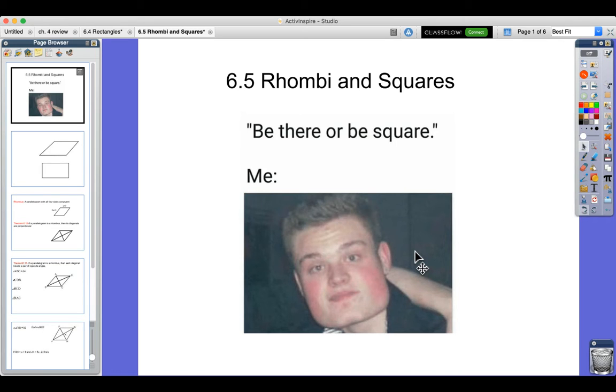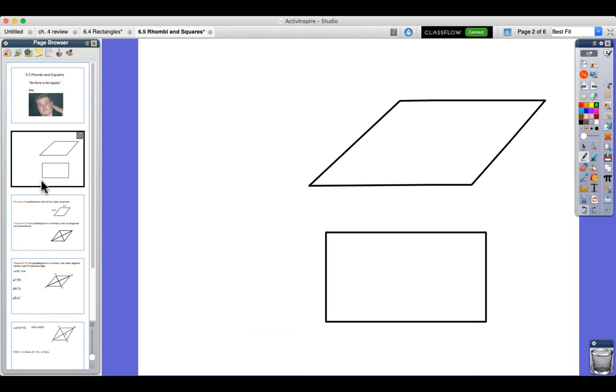We're talking about rhombi and squares. Rhombi, by the way, is the plural form of a rhombus right here. So, again, let's talk about the last couple of shapes right here, and add on some more.